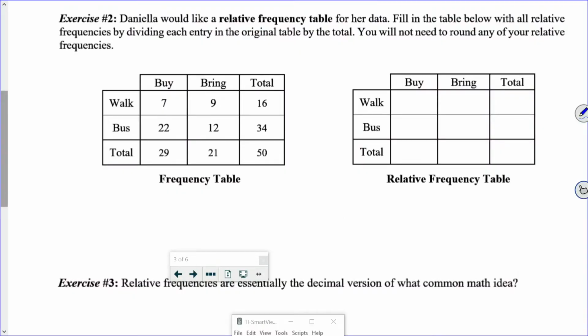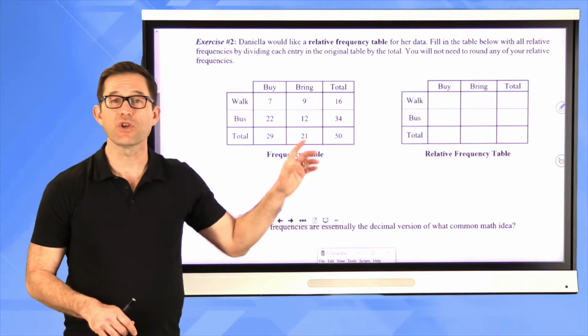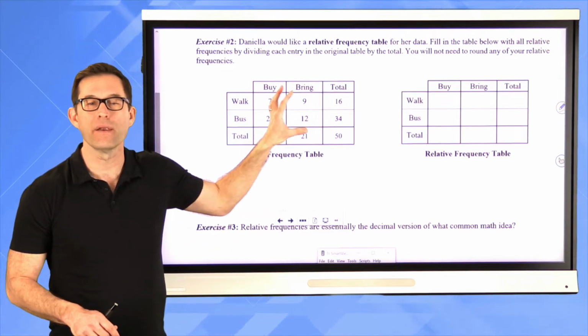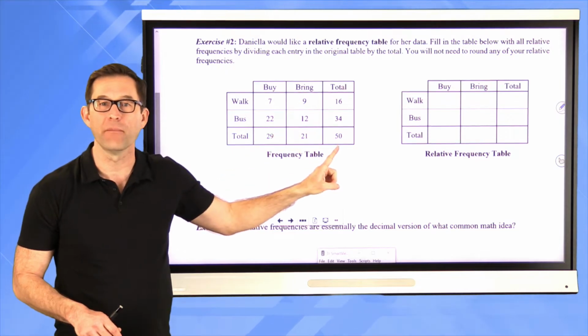Daniela would like a relative frequency table for her data. Fill in the table below with all relative frequencies by dividing each entry in the original table by the total. You will not need to round any of your relative frequencies. Okay, so in each case, I'm going to take every single number in this table and divide it by 50.